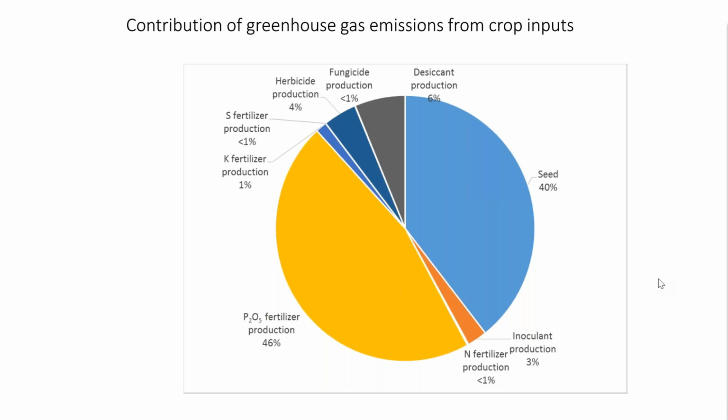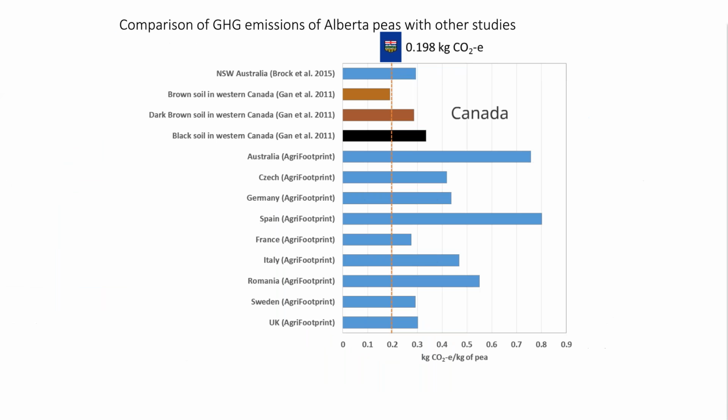So we're going to move on, but there you get a relative idea of crop inputs. Seed and P2O5 fertilizer are the largest two for greenhouse gas emissions. Now, I wanted to cover off a few other LCAs, or greenhouse gas emissions of peas, and 198 kilograms of CO2e is what our relative GHG emission is. That doesn't include all the other areas of eutrophication, smog, etc.